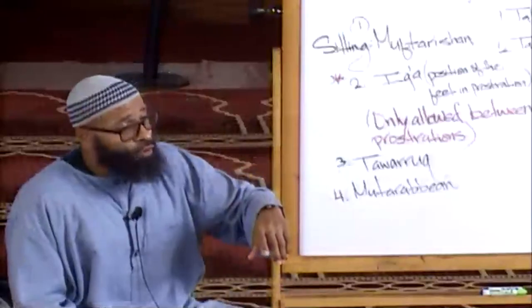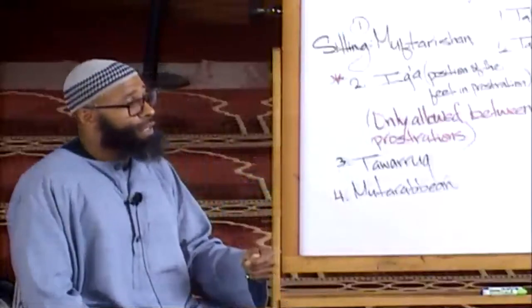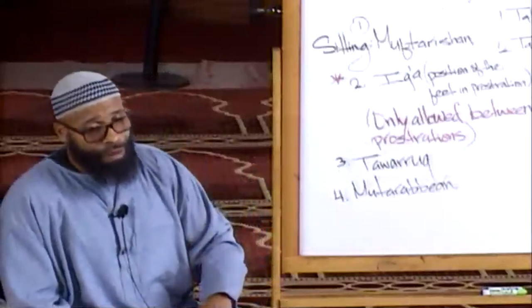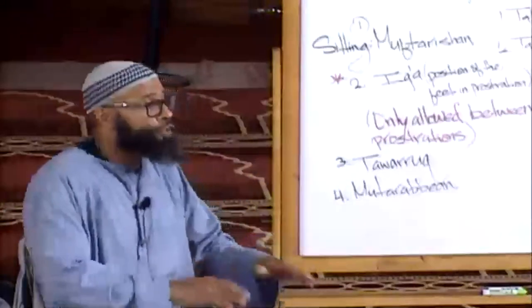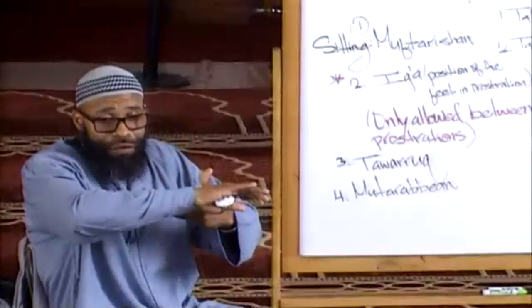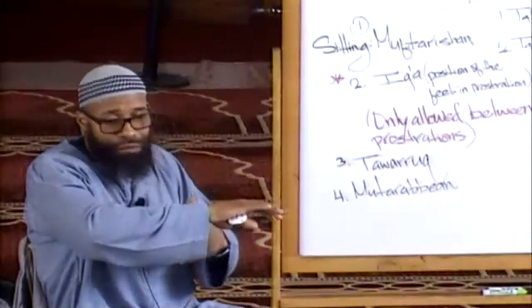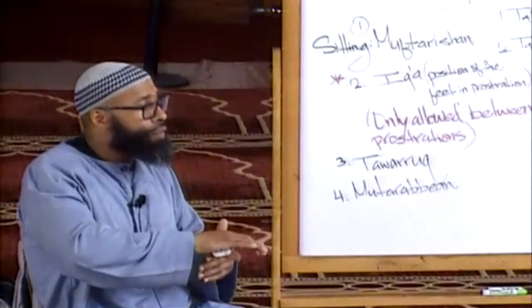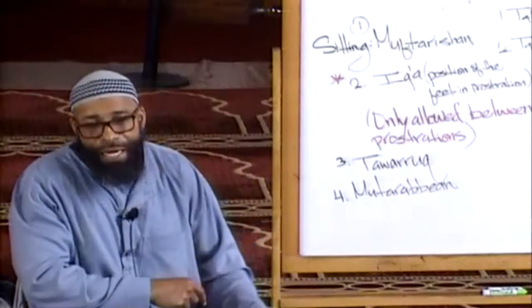The second category, the individual is prostrating upon something that is connected to him or her, meaning that you might be praying and the floor is too hot. So now I'm going to take the sleeve of my thobe and use it for my forehead and for my nose because the floor is just too hot.